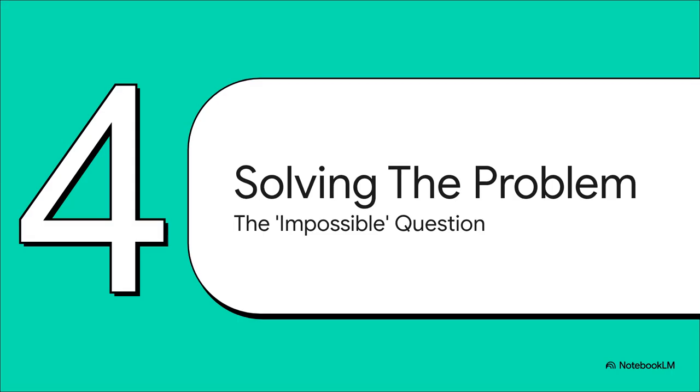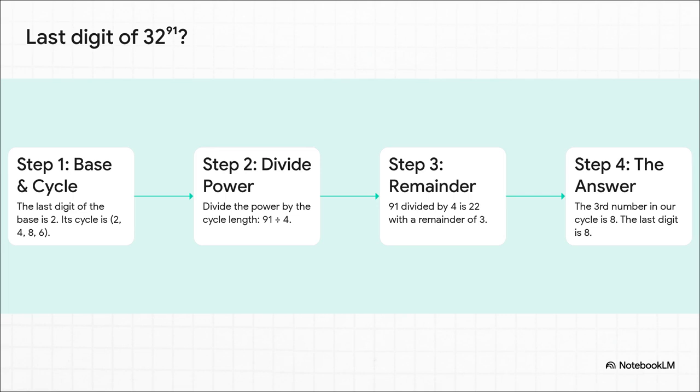Okay, with our cyclicity tool sharpened and ready, let's go back to that original monster problem. It's time to put our new tool to work and just dismantle that scary-looking question from the beginning. Let's do it. 32 to the power of 91. The last digit of the base, 32, is 2. We know its cycle is 2, 4, 8, 6.